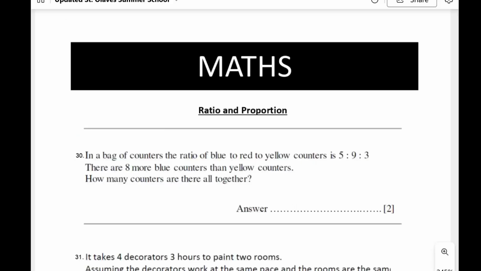This is the math section, starting off with question 30. So in a bag of counters, this ratio is blue to red to yellow. Now we need to have 8 more blue counters than yellow counters, so we're focusing here and there.